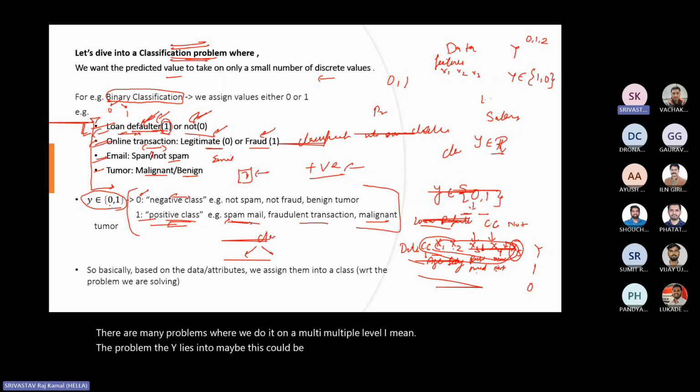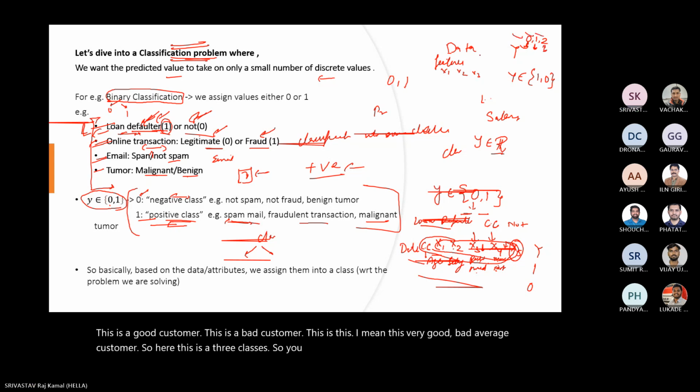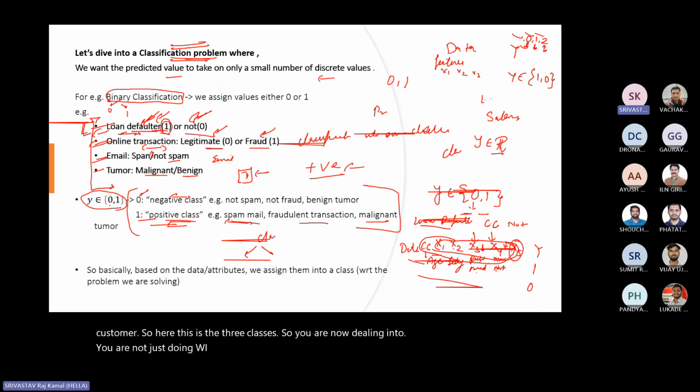For example, some problem where we say this is a good customer, this is a bad customer, this is an average customer. So here there are three classes. You are not just doing binary classification, you are doing it on multiple levels, multi-class classification, right? This is binary classification.